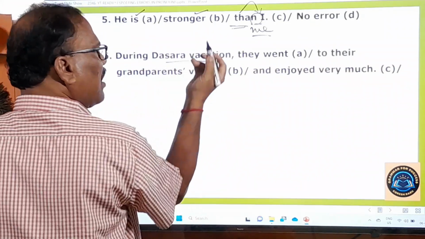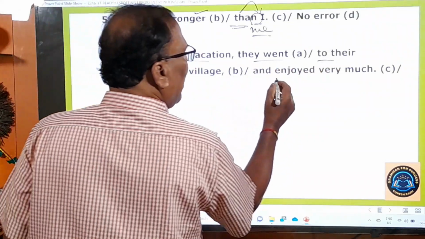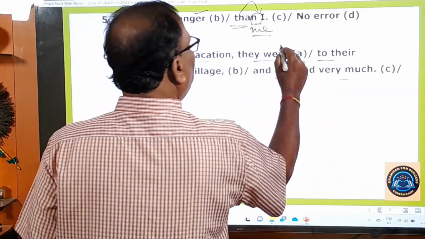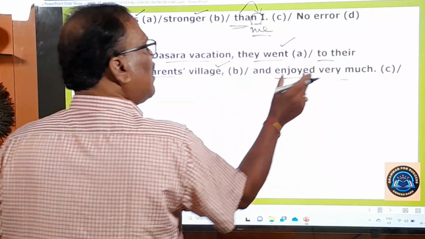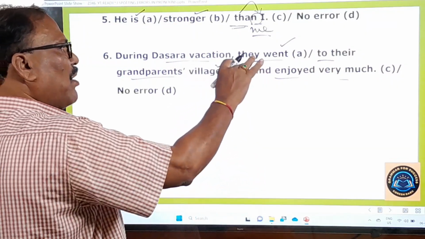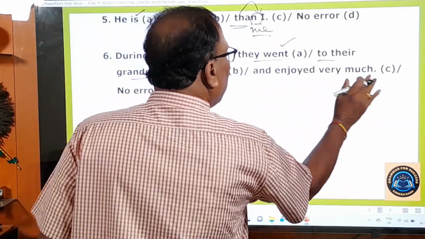Now sixth one. During Dasra vacation, they went to their grandparents' village and enjoyed very much. Okay, you understand this? So if you observe this sentence, in the A part, no mistake, right? To their grandparents' village, no mistake, right? But in the C part, that is the third part, there is a mistake. What mistake is there?